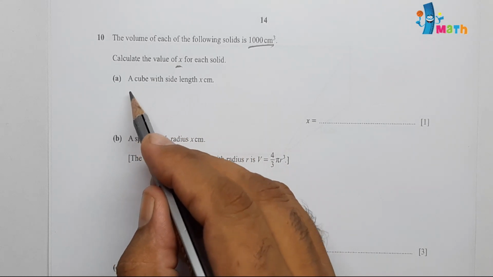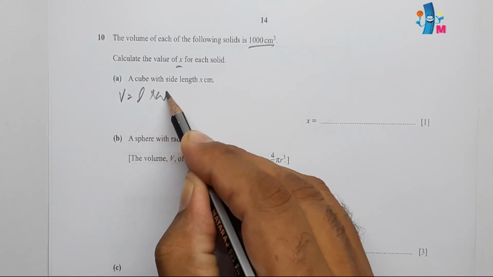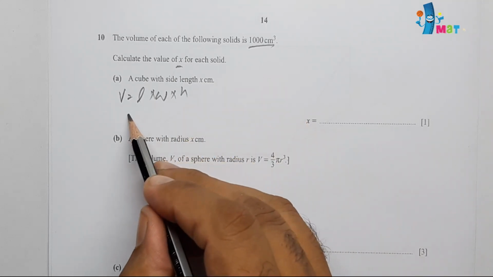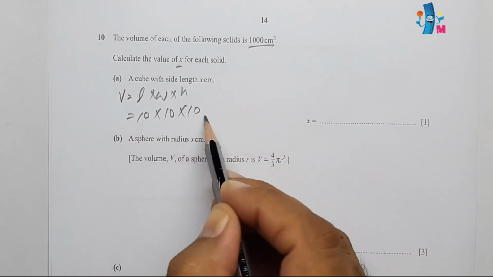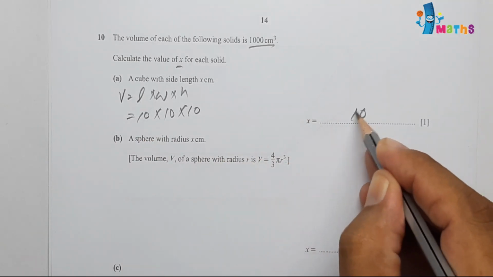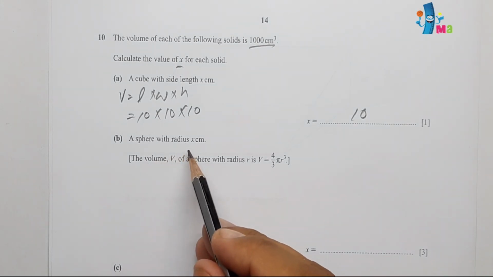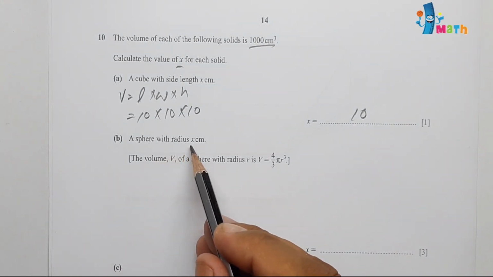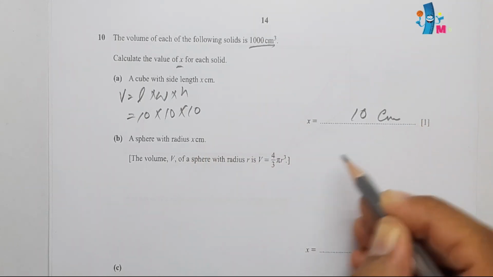We know the formula for cube volume is equal to length into width into height. So each one will be 10 into 10 into 10 because this is a cube, so everything will be equal. So x will be equal to 10. Now a sphere is, so centimeters, better to write centimeters also.